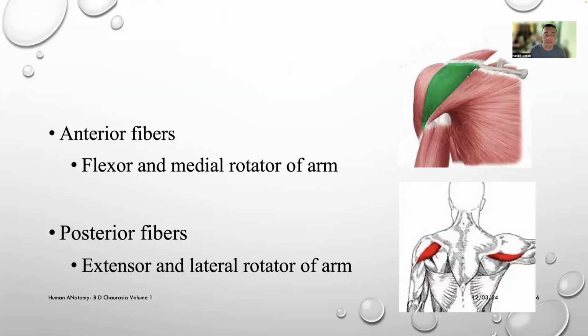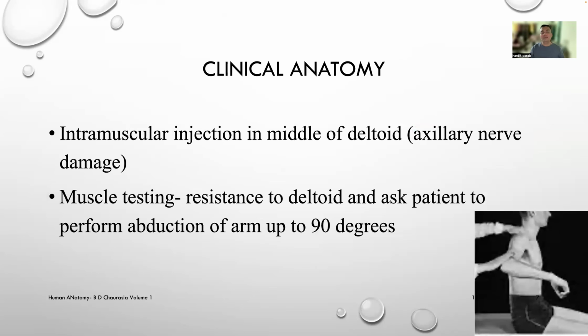The anterior fiber's function is shoulder flexion and internal rotation. So shoulder flexion and internal rotation is done by the anterior fiber. The posterior fiber does shoulder extension and external rotation. So in that way, this function is done. Now clinical anatomy: if you see any kind of damage to the deltoid, how can it happen?